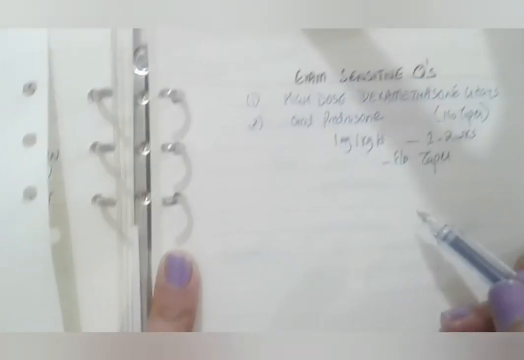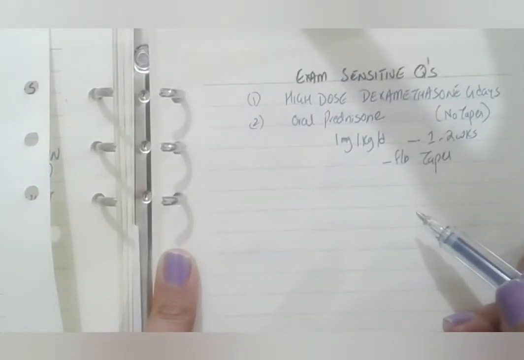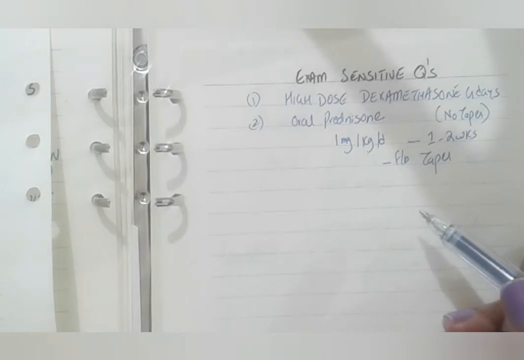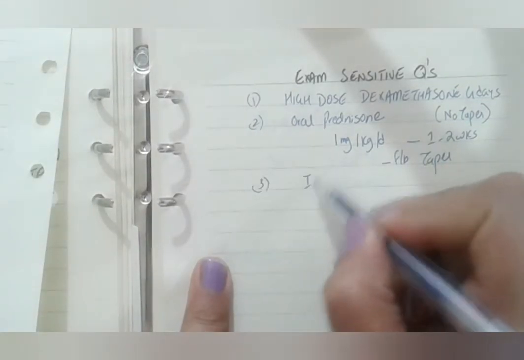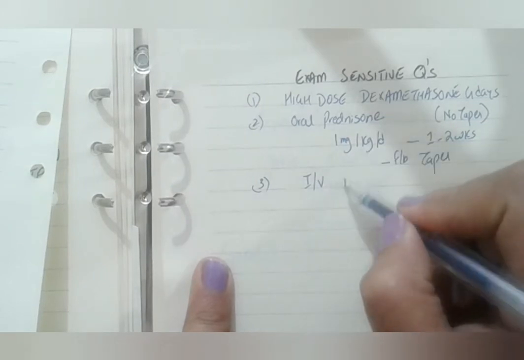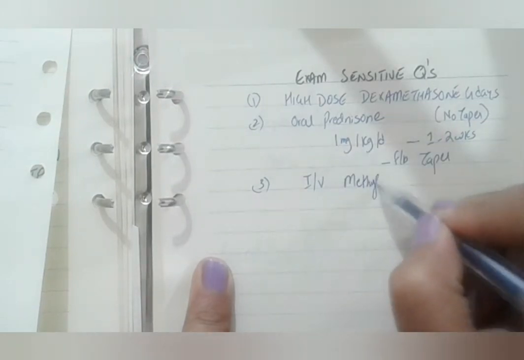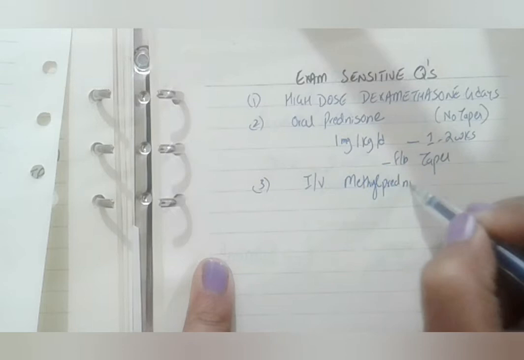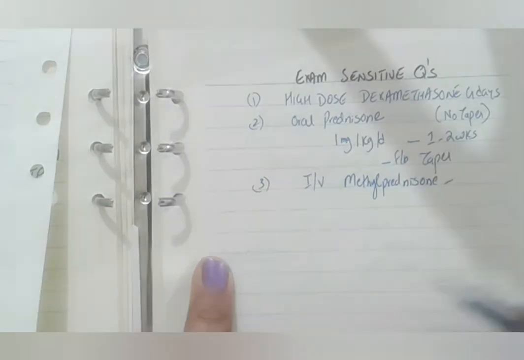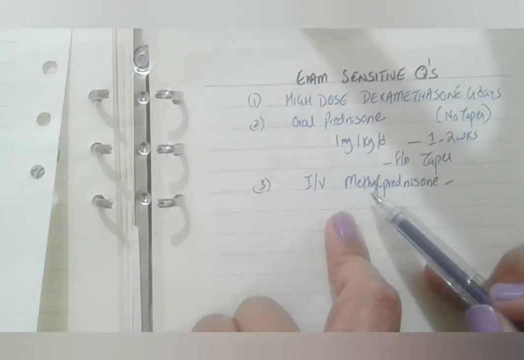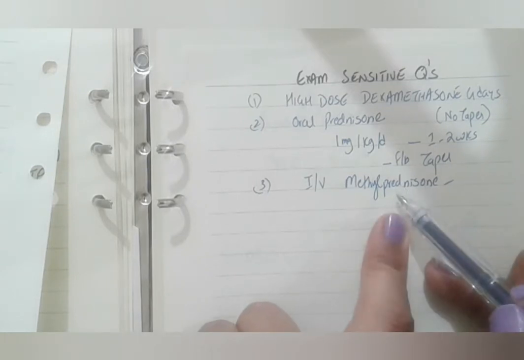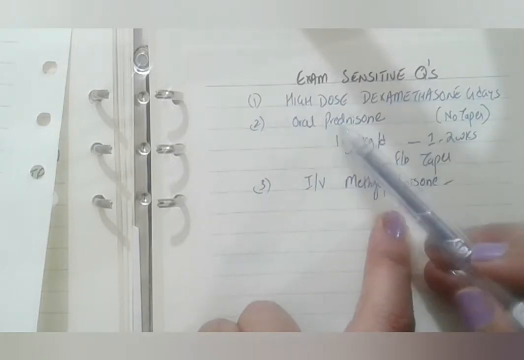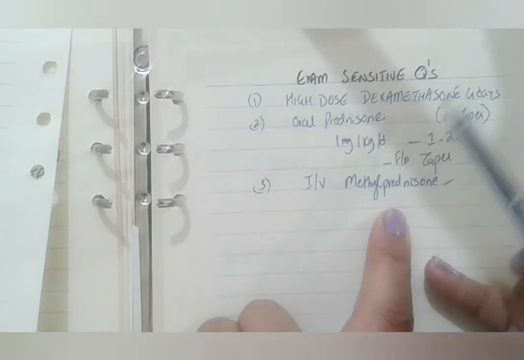Now if the patient has severe bleeding, then in that case you can consider intravenous methylprednisolone. In severe bleeding you can give intravenous methylprednisolone, and the second option in severe bleeding is not oral prednisone, it's high dose dexamethasone.